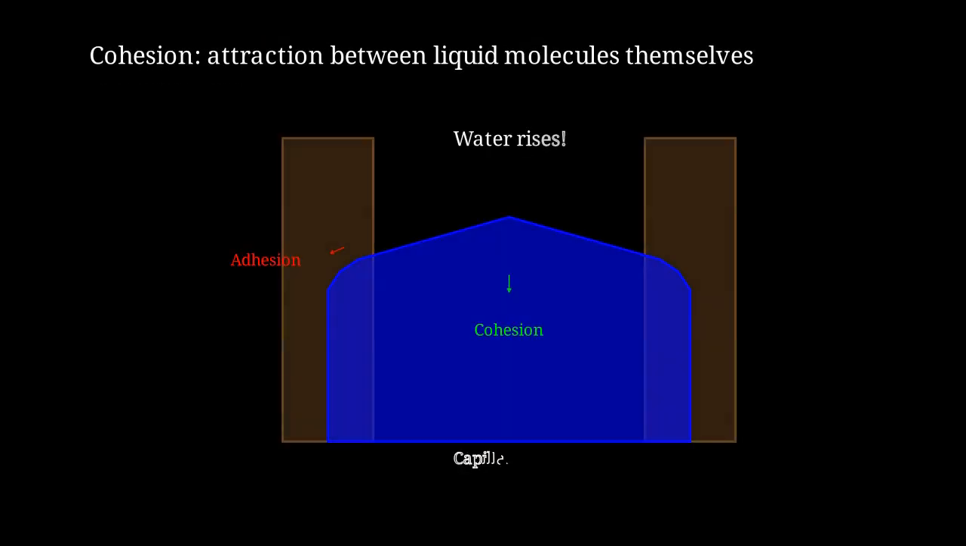Here's a classic capillary tube. When adhesion to the walls is stronger than cohesion, the liquid climbs up the walls, creating a meniscus. The liquid rises until gravitational force balances the capillary force.